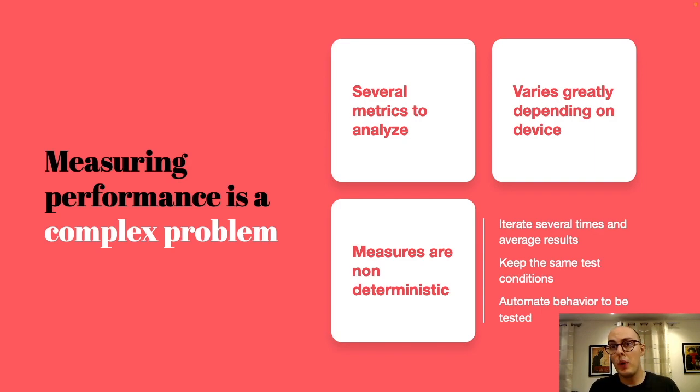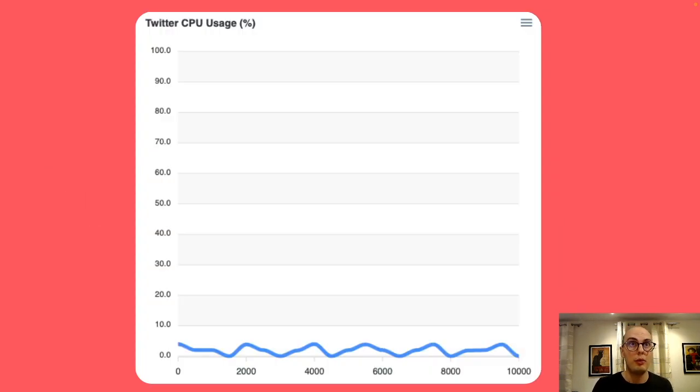All right, so there are ways to combat the fact that performance measures are not deterministic, but to be honest, it is quite annoying, right? And there is even a fourth point to this, to say that measuring performance is a complex problem. So let's say I bring up Twitter and I analyze the CPU usage of Twitter doing nothing. You can see that it's roughly 0.5%. This is on a quite low-end Android device.